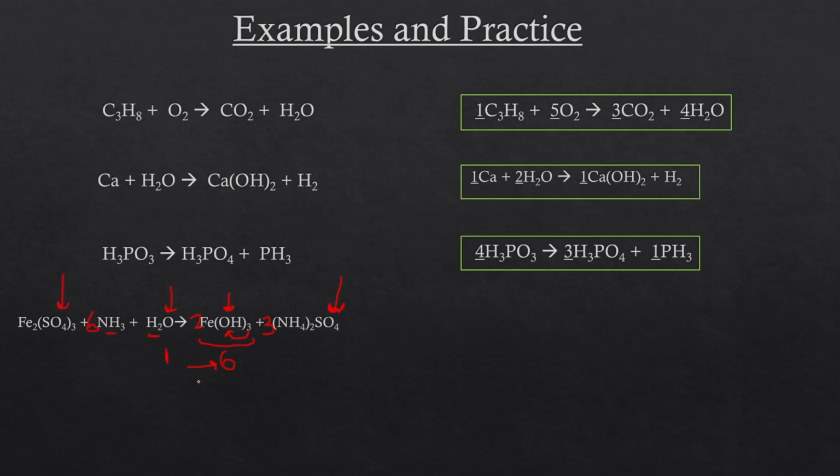So how do I get from 1 to 6? Well, I'm just going to multiply by 6. So let's do that. Let me erase some of this, clean this up a little bit. So I'm going to put the 6 right there. So now let's just go through and double check, see what's going on.